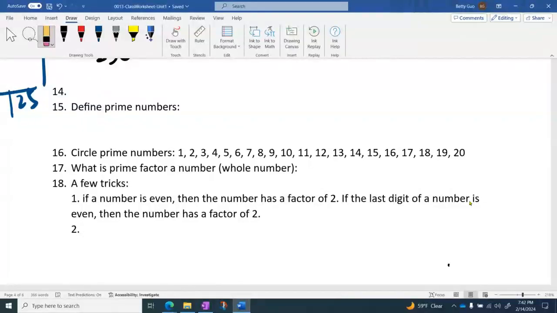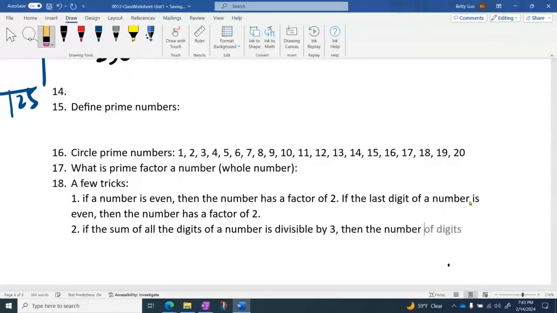Okay, so the second trick is to help us determine if a number is divisible by 3 or not. If the sum of all the digits of a number is divisible by 3, then the number is divisible by 3. If the number is divisible by 3, then it has 3 as a factor, okay? It's divisible by 3, means it has 3 as a factor.